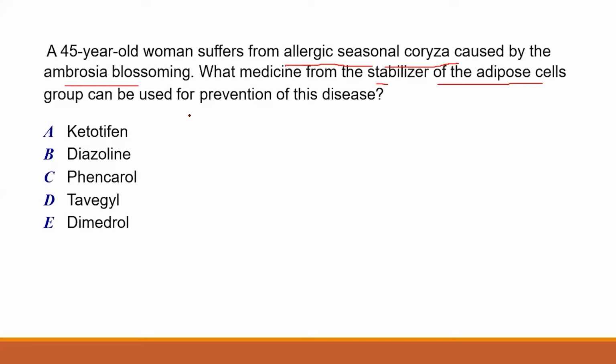And what do you go in for? Ketotifen. This is actually a second generation non-competitive antihistamine drug. I repeat, it's a second generation non-competitive antihistamine drug. So over here, you go in for A as your likely drug for the prevention of this seasonal coryza. Okay.